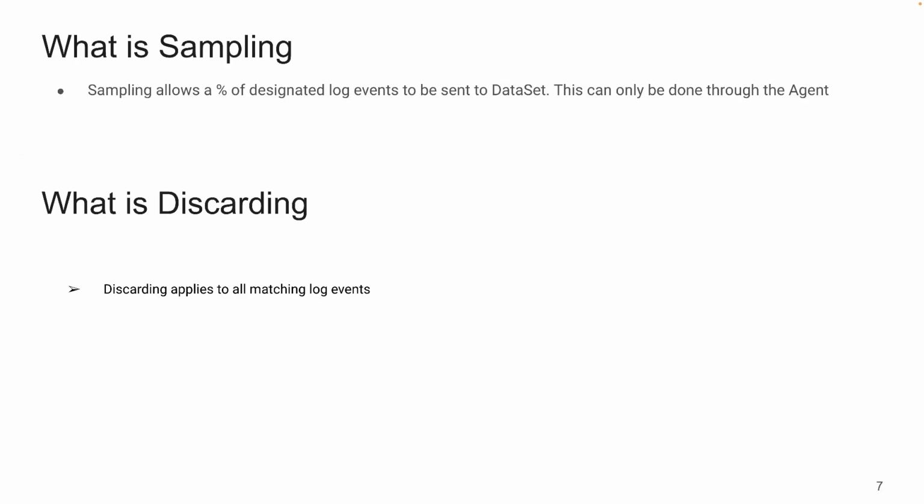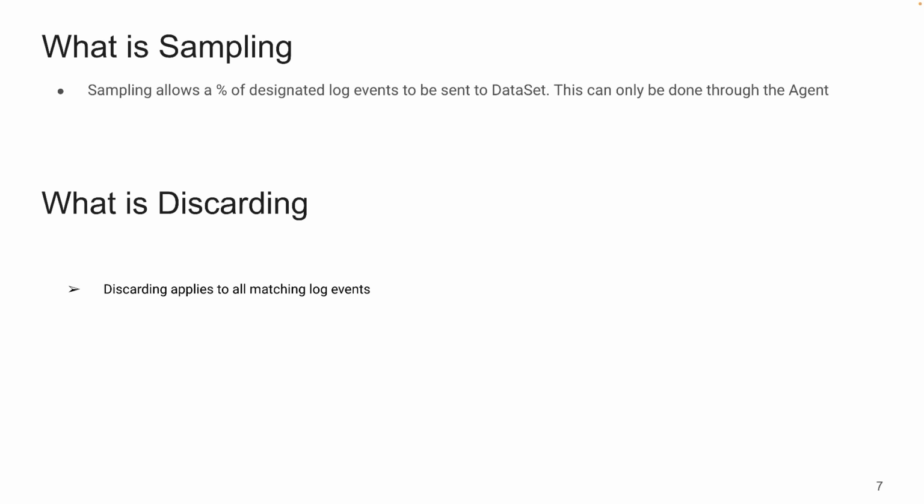Now let's talk about sampling. Sampling allows a percentage of designated log events to be sent to DataSet. This can only be done through the agent. Discarding applies to all matching log events. Now sampling's pretty straightforward. You'll be discarding, again, all or a percentage of the log line, and there are some benefits and trade-offs to choosing to sample.